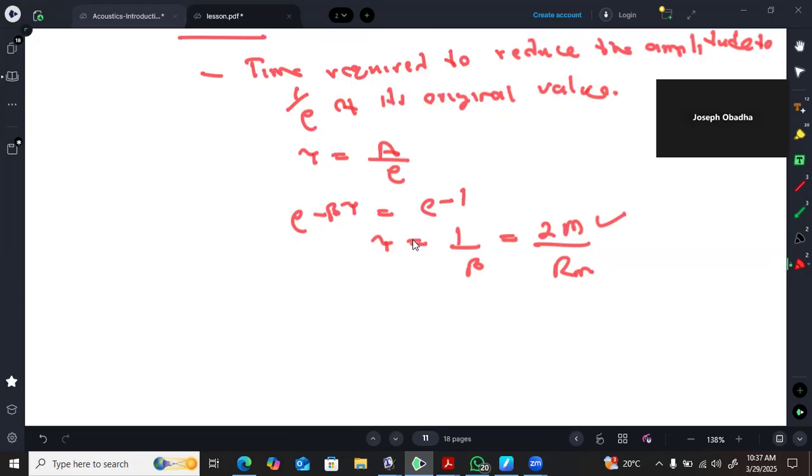Because if the value is big, then it means the system settles very fast. If it is not, then the system takes a longer time for the oscillations to die out. So this is what sometimes brings us to what we call overdamped and underdamped systems.